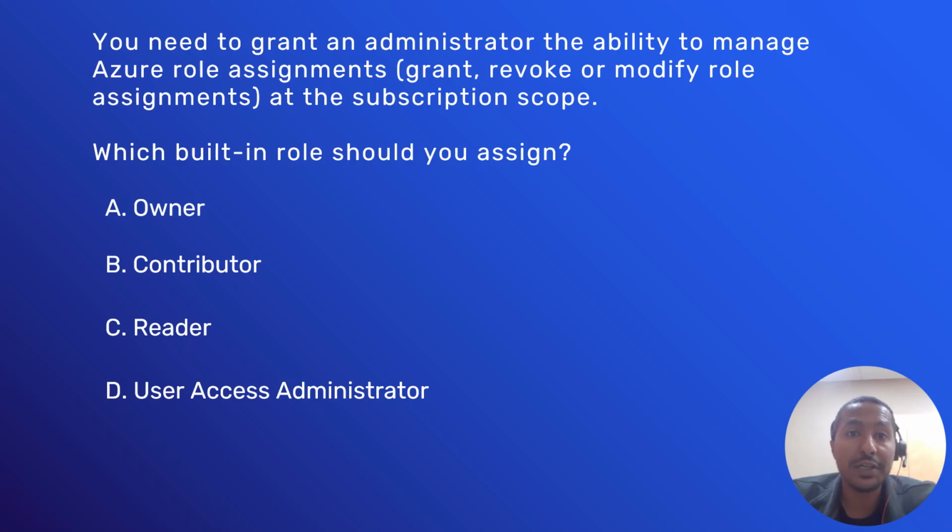Now let's go to option D, User Access Administrator. The User Access Administrator role allows someone to manage role assignments. They can grant, revoke, or update access at the subscription level, just like the question asks, and this is why it's the correct answer. And it's the correct answer because it does this without giving them full control over all resources. And this is exactly what's needed. It also follows the principle of least privilege.